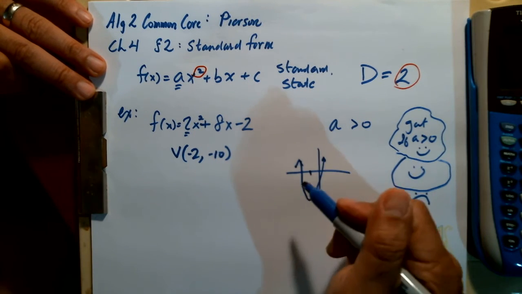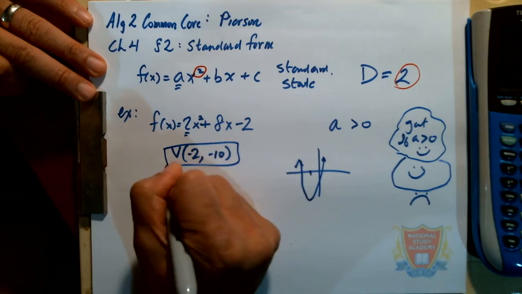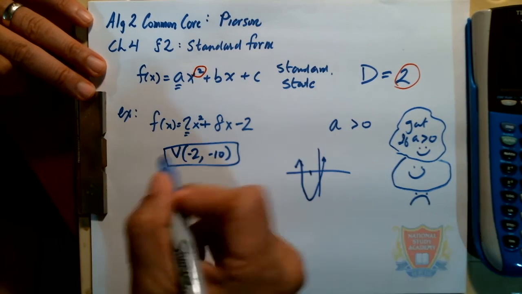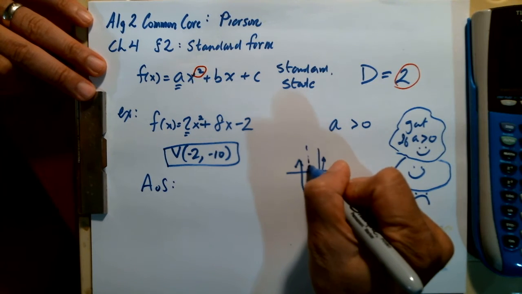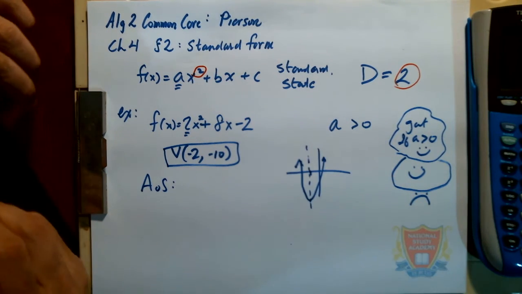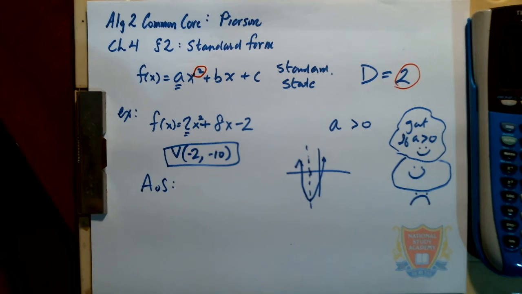So we graphed it. What is your vertex? We found the vertex using the calculator. What is your AOS? AOS is the axis of symmetry. It's located right over here. I'm going to use red marker for that.